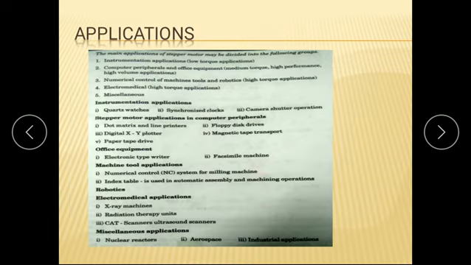Next comes the application. It has numerous applications in many areas, and some of the important applications are given here. Robotics and instrumentation applications such as quartz watch and digital XY plotter, office instruments such as printer, typewriter, and so on.